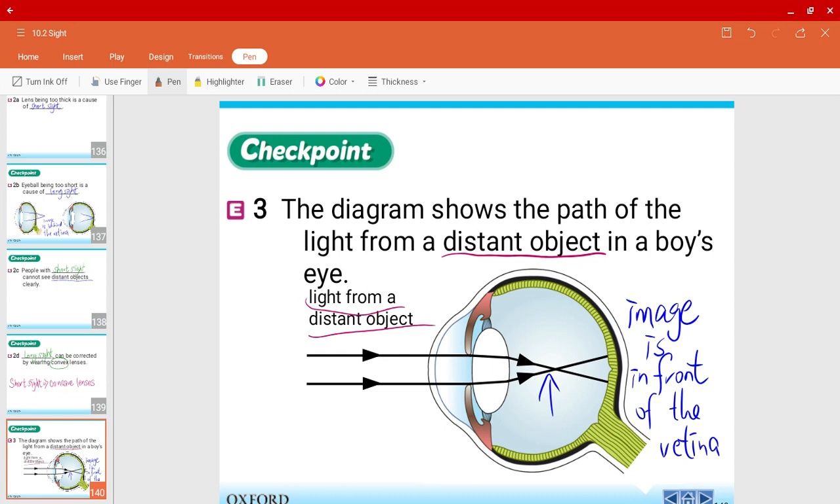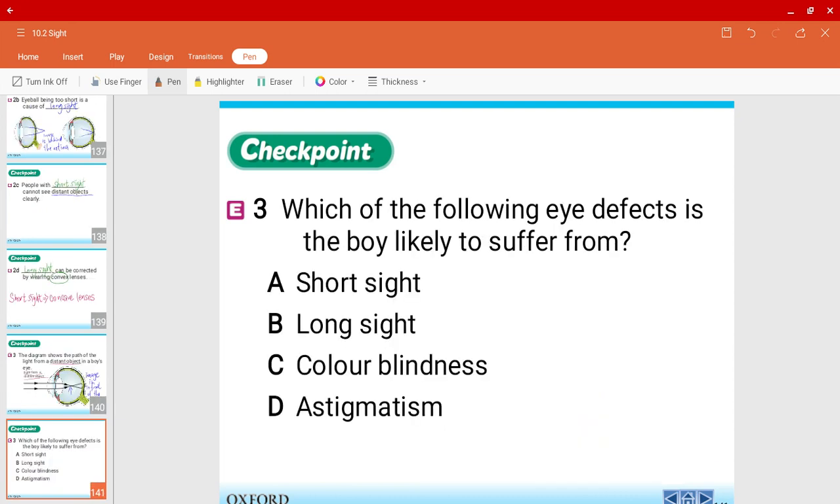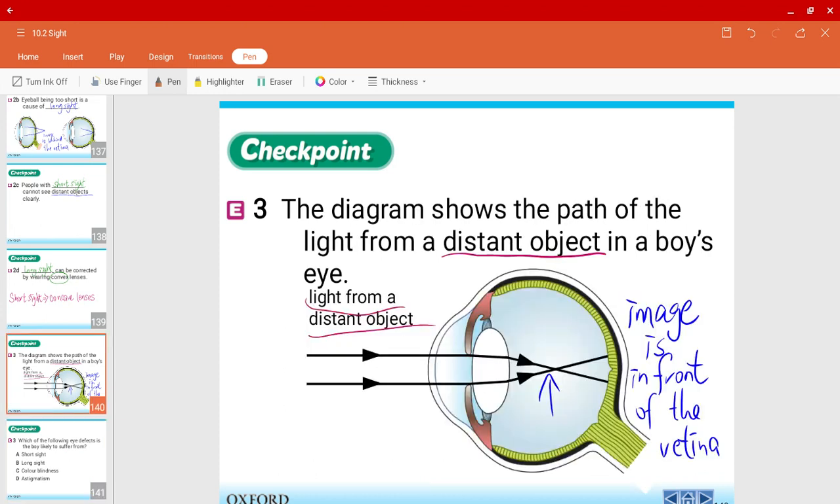Okay, let me go ahead and read the question first. Which of the following eye defects is the boy likely to suffer from? A, short sight, B, long sight, C, color blindness, D, astigmatism. So let me go back over here. First off, the image is being formed in front of the retina. So this is already a massive giveaway, I mean a hint, not the giveaway you're thinking about. So this is a massive hint that this is short sight.